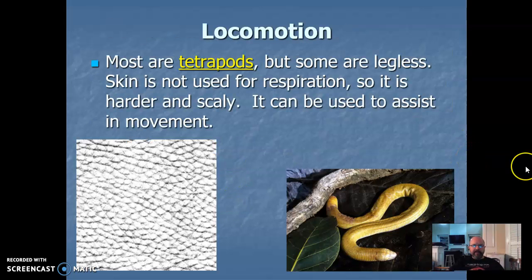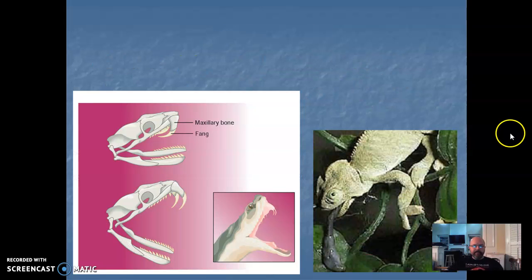Locomotion, how does this group get around? The vast majority of them are tetrapods, four limbs, but there are some exceptions. Within the squamates, we've got both the amphisbaenins and the snakes. So there are legless reptiles. They use their skin to kind of push off of the ground. Many of the reptiles have very rough, scaly skin. They don't use their skin for respiration. So that hard, scaly skin actually allows them to push off and move around in their environment.